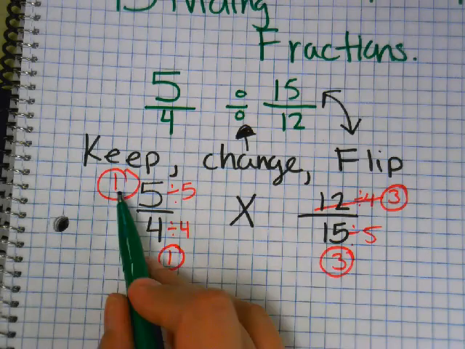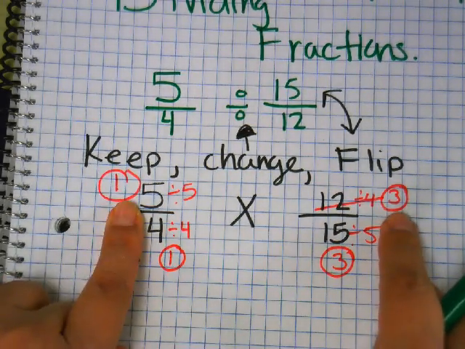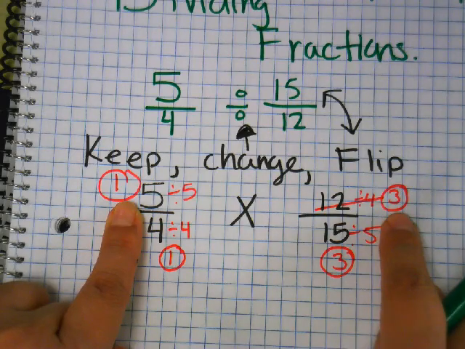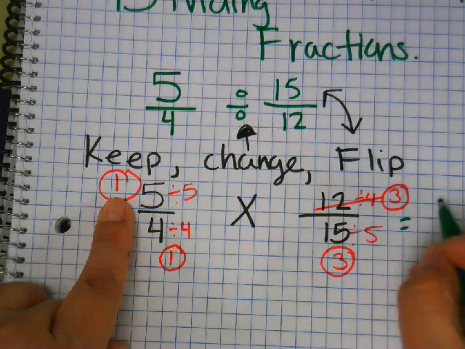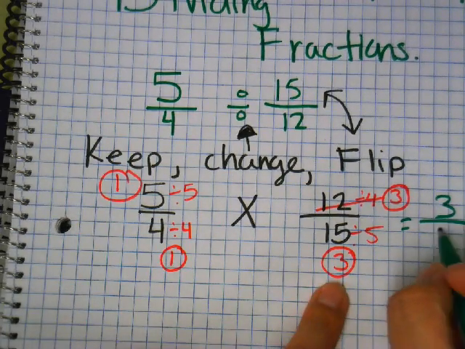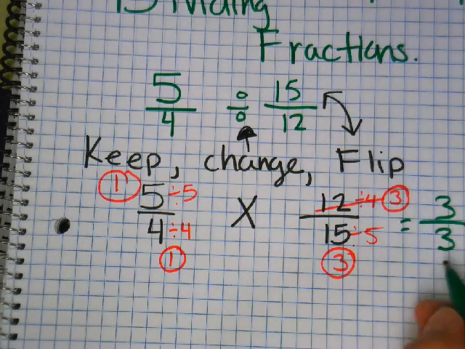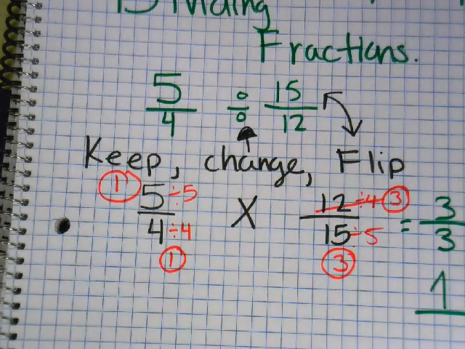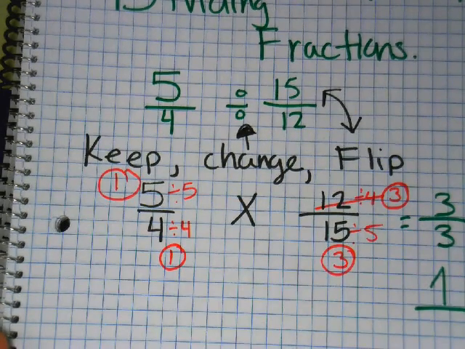So 1 times 3. Now I multiply what is in my circles. What is in my circles are really small numbers. I like small numbers. 1 times 3 is 3. When you have the same number as top and bottom, it is equal to 1. 3 over 3 is equal to 1. All right, we okay?